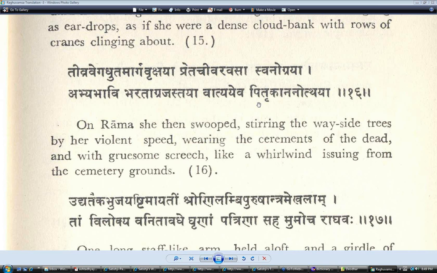Then like, what is the word for like in the shloka? Iva. Then a whirlwind is? Vatya. Then issuing from the cemetery grounds. Pitrakanana is the cemetery, and issuing from is the Utta, arising from that. So good. Thank you. So that is the translation. I think we got most of it.